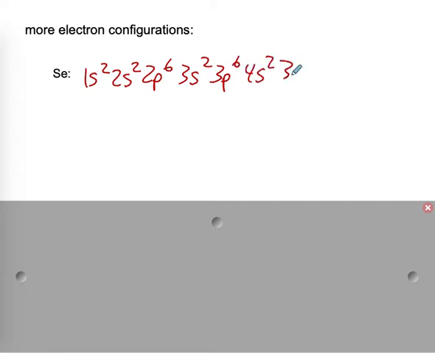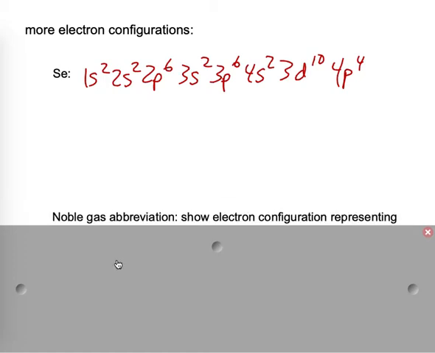Let's do one more. For selenium, I filled the 3d sublevel, and now I'm going to place 4 electrons in the 4p sublevel. 1s2, 2s2, 2p6, 3s2, 3p6, 4s2, 3d10, 4p4, and as you can see, this is starting to get really, really tedious, okay? What happens when we get to really heavy elements?